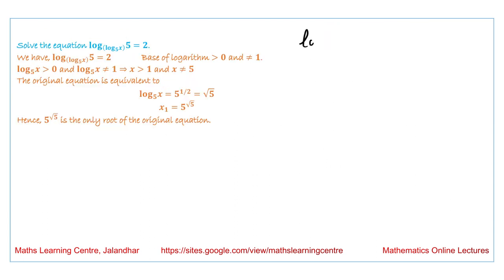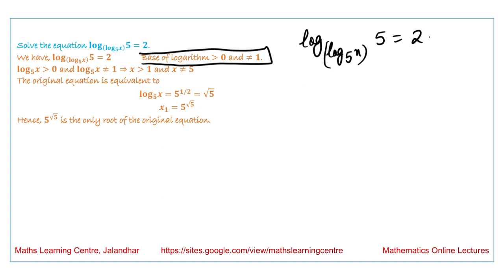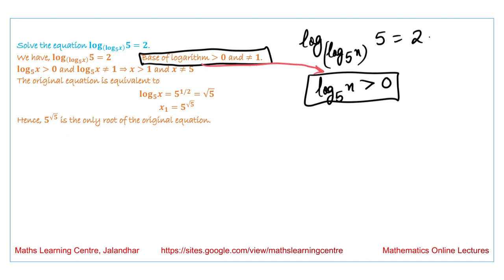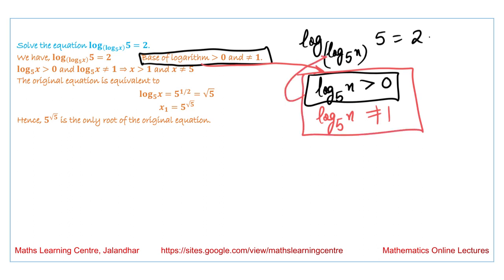Next is log to the base 5 of x, and it is equal to 2. Now the base of the logarithm is greater than 0 and it is not equal to 1. So we are saying that the value of log 5x should be greater than 0. We have the condition that the base of the logarithm should be greater than 0, and the base can never be equal to 1. These are the two conditions we get from the base term.